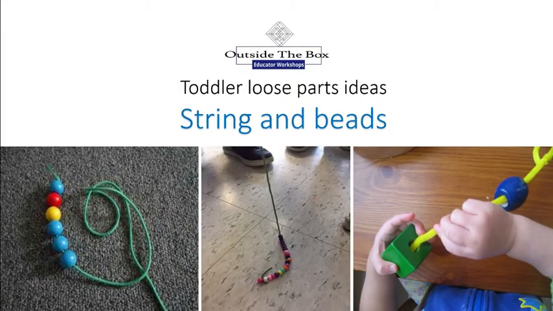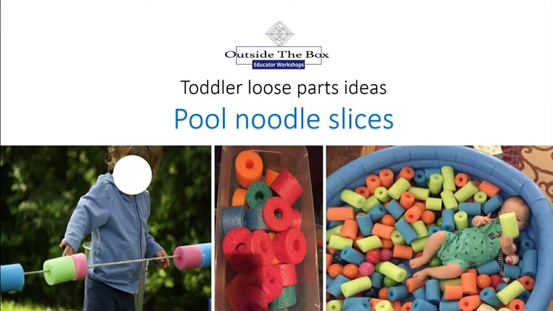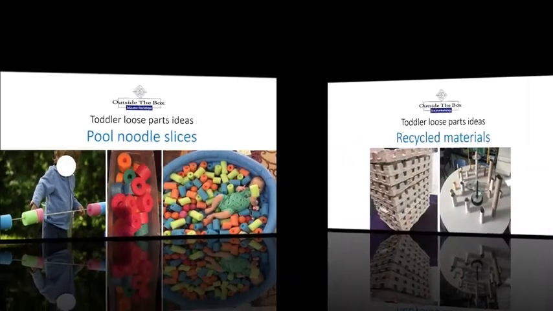Here we have a really simple loose part, large beads on a string. I have observed toddlers pulling the string and beads around the classroom like a pet. If you have pool noodles lying around, slice them up and add them to your classroom. They are perfect for stringing on rope outdoors, adding to your ball pit, or building towers with.